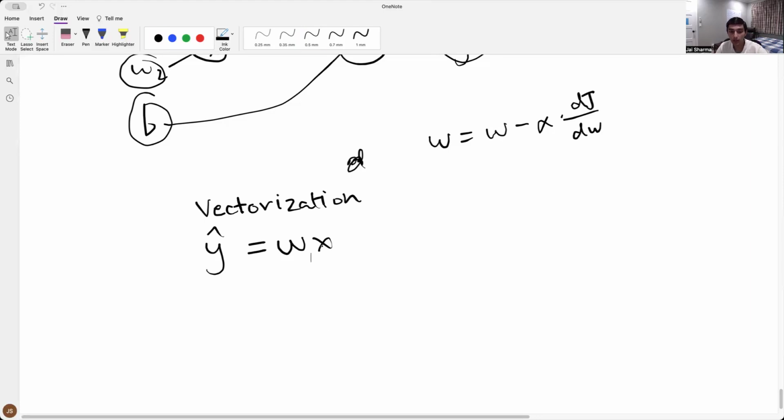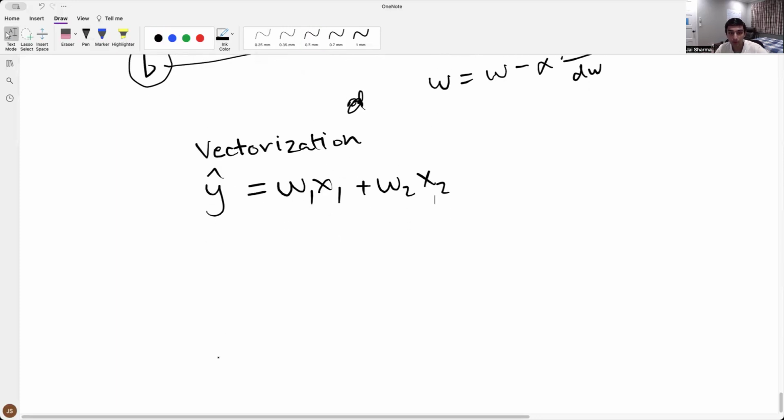Let's say a simpler example is if we have two inputs, x1 and x2. So we have w1 x1 plus w2 x2, and these are combined to give us our value of y. Now, if you know about vectors, you'll know that this can actually be written as w1, w2, where this is a horizontal vector, a 1 by 2 matrix.